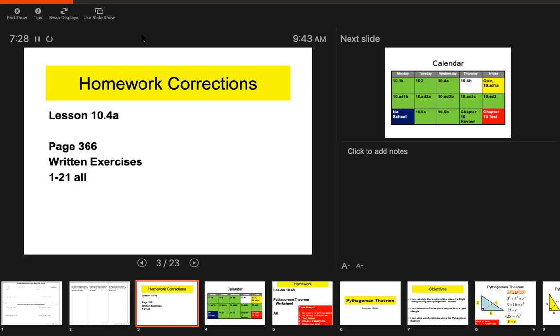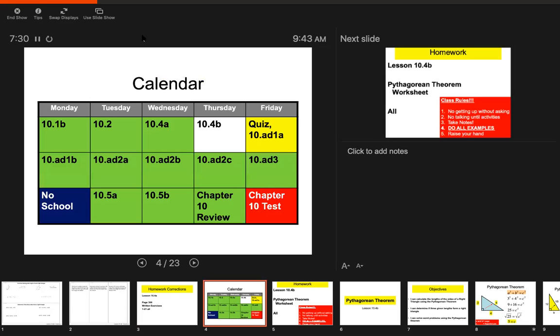We got a long way to go. We do have a quiz on Friday. That's tomorrow. So the quiz will be on, let's see, what have we done this chapter? We've done square roots, and then we jumped right into Pythagorean theorem.